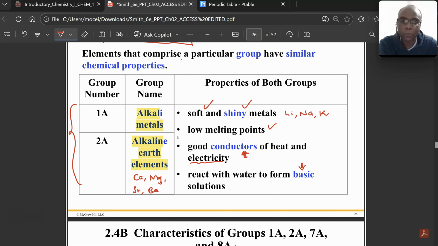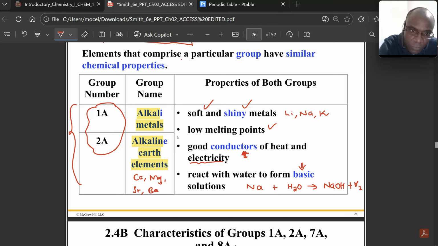But we know when group 1A and 2A are dissolved in water, for example, if you take sodium and put it in water, you're going to get sodium hydroxide and hydrogen gas. We'll talk about balancing equations later. I will not balance it yet, but that is the basic solution. Sodium hydroxide is one of the strongest bases.